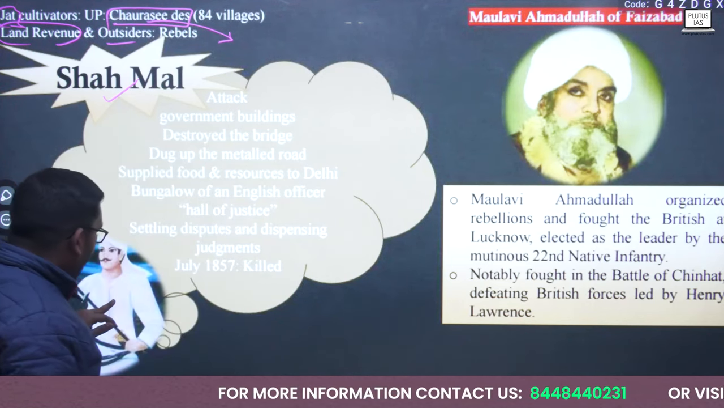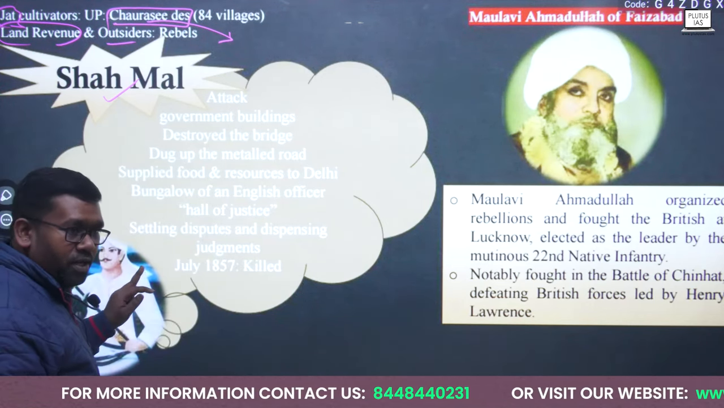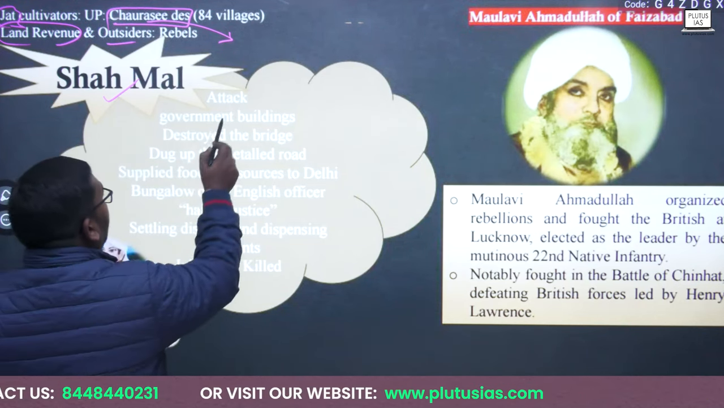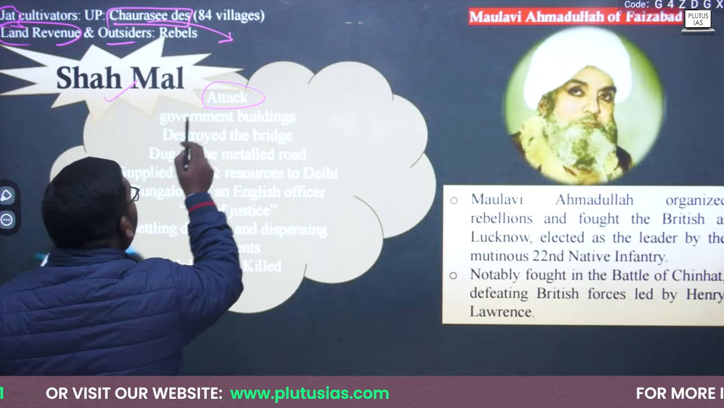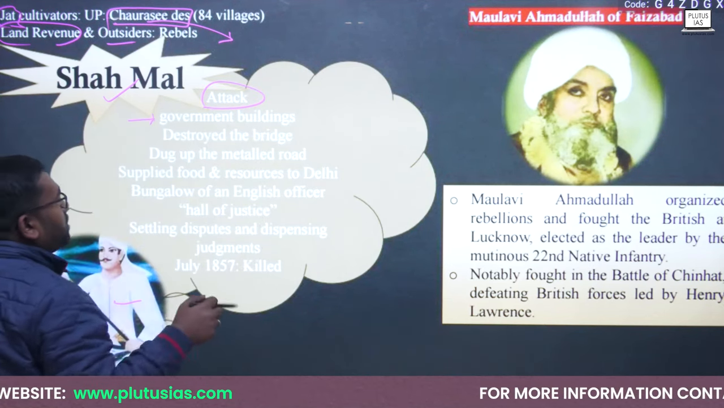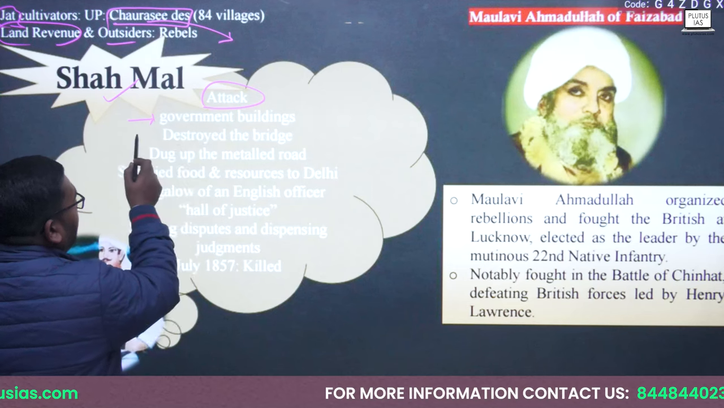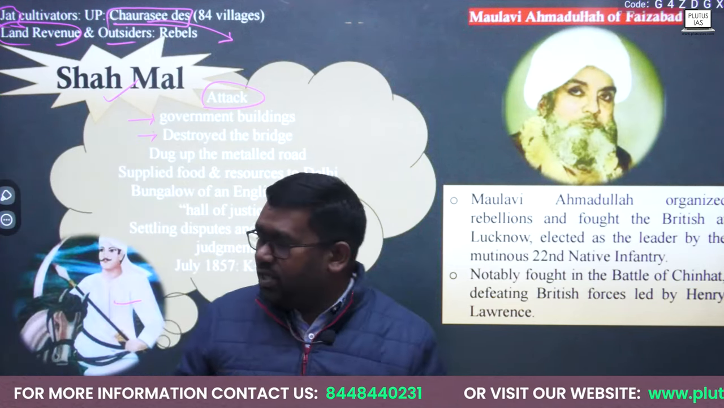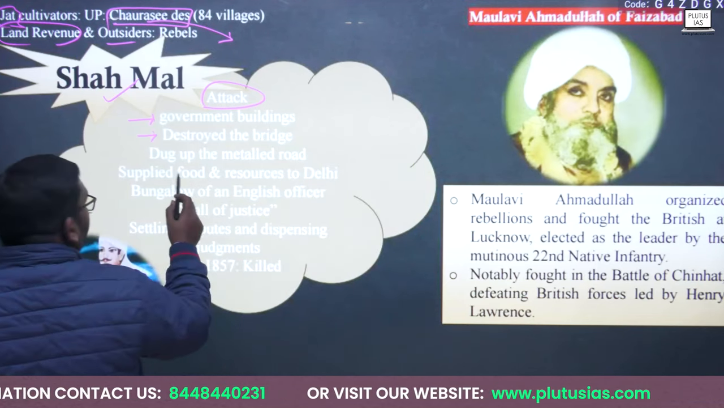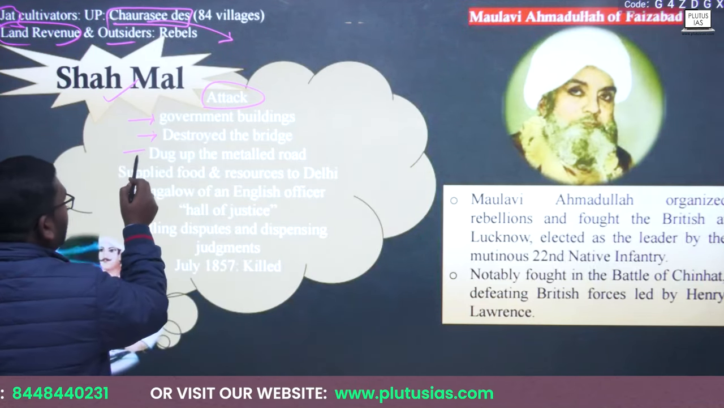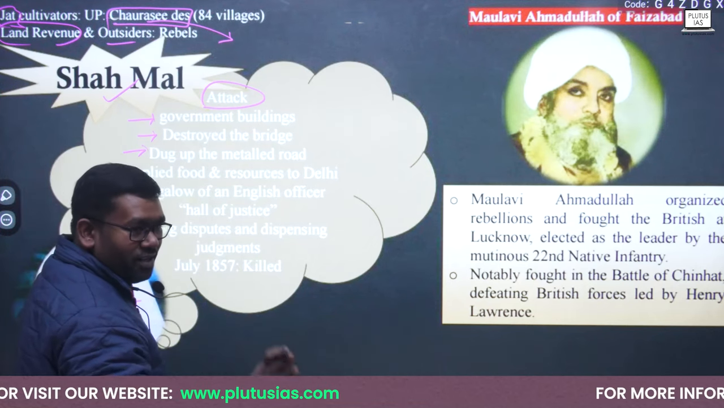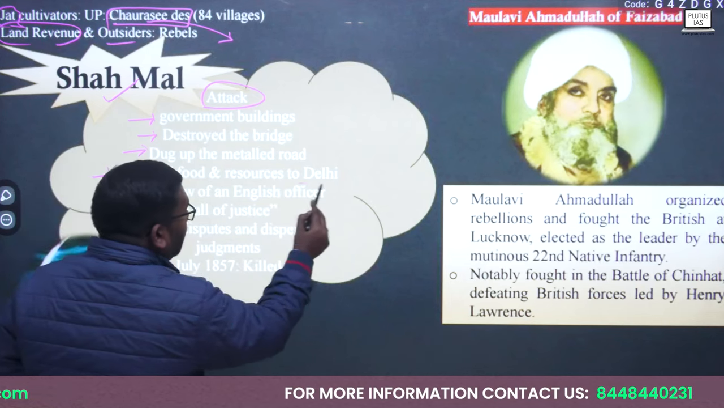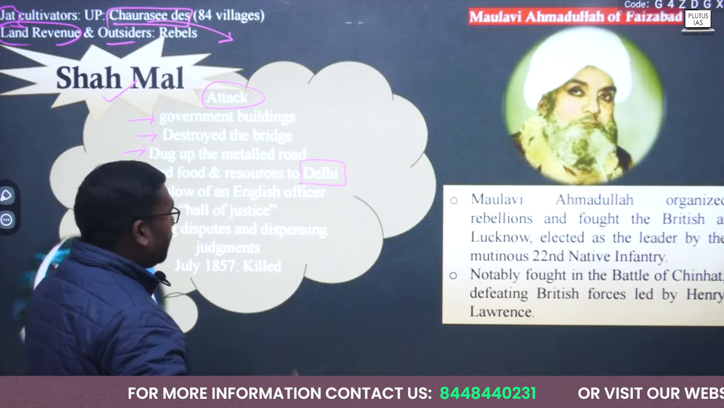So what is the name? Sahmal. He was from the Jat community. He is from Uttar Pradesh and Haryana. So first of all, he had attacked some of the things. What is the attack? Government buildings were attacked. He had destroyed the bridges on the rivers. Then he had dug up the metal road, so that they could not transport their armies. Then he had supplied food and resources to Delhi. This is the indirect support to Delhi.